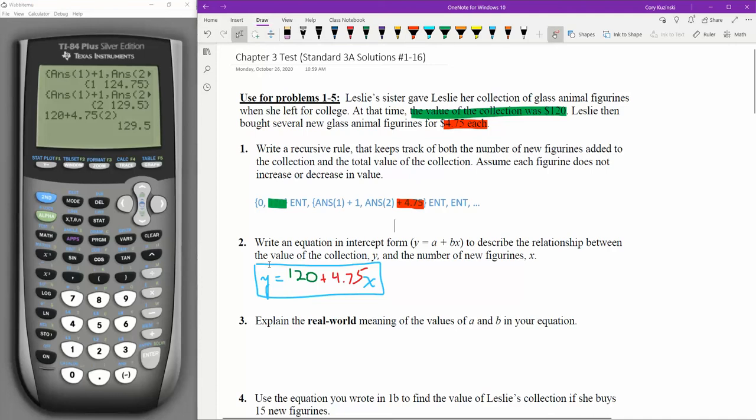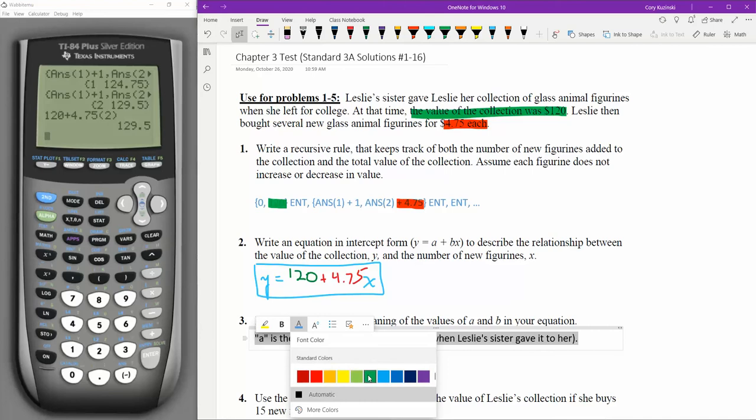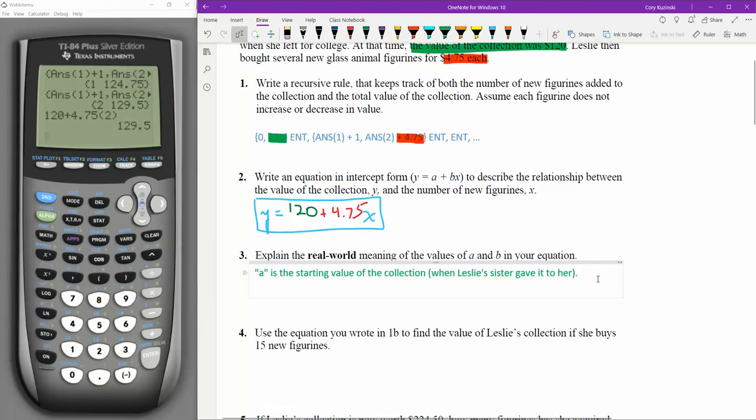So here's what we'll write. How about we say a is the starting value of the collection, as in when Leslie's sister gave it to her. So there's the real life context. All right. And b, what about b? b is the value added to the collection each time a new figurine is acquired. That's a big word, huh? So that's our rate of change, we would call that.